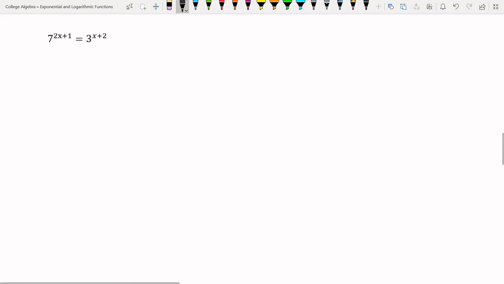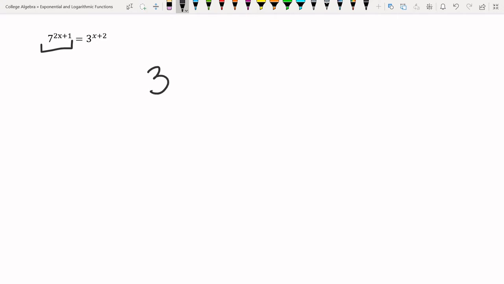Okay, this one is a little weird. 7 and 3 are the different bases, right? However, 7 and 3 are both prime. It's going to be easier to think of this as, let's make one side have the same base. Now, I'm going to make them have the same base of 3. So, to do that, I'm going to put this side in the power of 3.